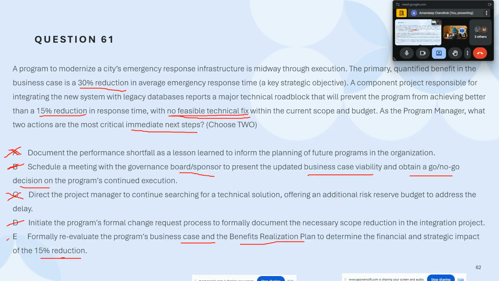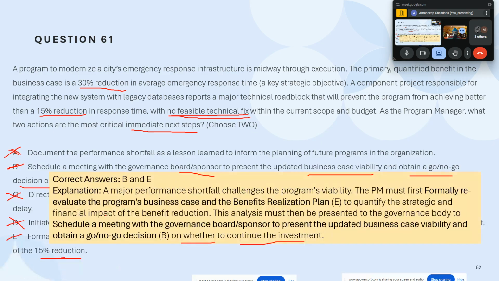So E is a lot closer to the immediate two steps. Hence when we look into that, the answer is more towards B and E. I may be wrong, but let's check what the answers are. So you see B and E as the answer.